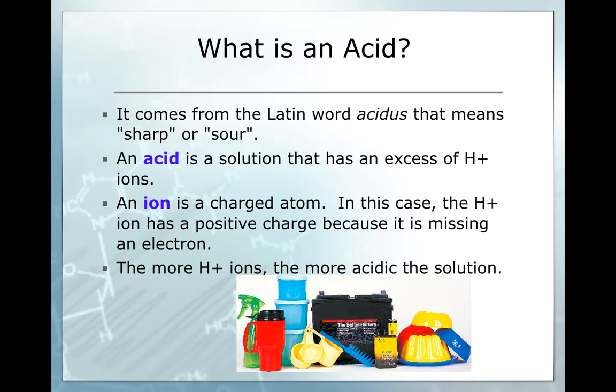The word acid comes from the Latin word acidus, which means sharp or sour, and acids do have a sour taste. The definition of an acid is a solution that has an excess of hydrogen ions. An ion is an atom that has a charge. In this case, the hydrogen ion has a positive charge because it is missing an electron. Without that extra electron to neutralize the atom, the hydrogen becomes positive. The more hydrogen ions a solution has, the more acidic it is.